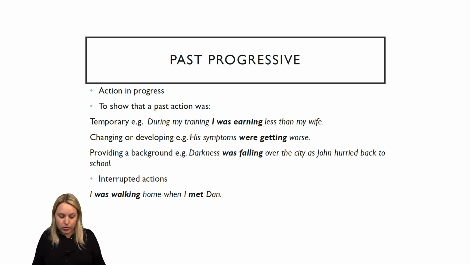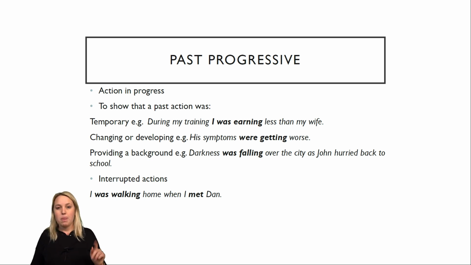And we also use it for providing a background. For example, darkness was falling over the city as John hurried back to school. It's like the sun was shining, the birds were singing. If you want to provide some atmosphere or some background to an action which is in the past simple, okay, so for the background we need the past progressive.